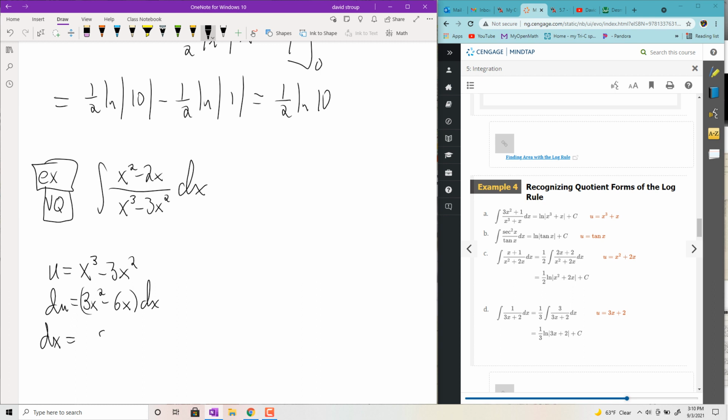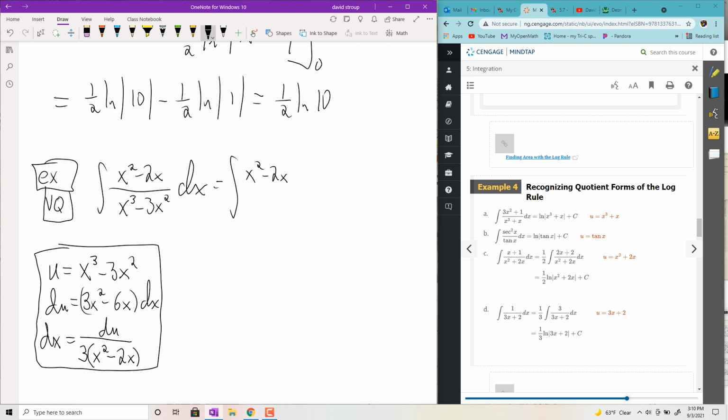So anyway, solving for dx, you get du all over, and I'm going to factor that, and then you'll see, oh, that's going to be a nice cancellation. So if you factor out the 3, you'll have 3 times the binomial x squared minus 2x, and that's going to give you a nice cancellation. Okay, so let's go ahead and rewrite it. I have x squared minus 2x all over u times dx, which is now du all over 3 times x squared minus 2x. And you see the nice cancellation, got rid of all the x material.